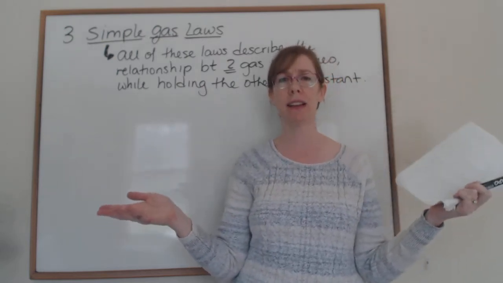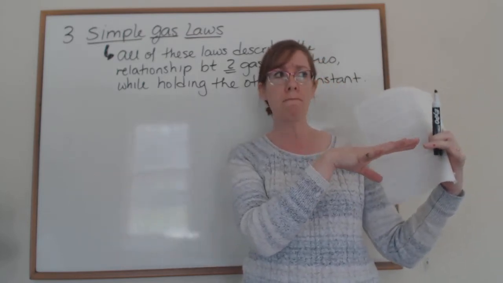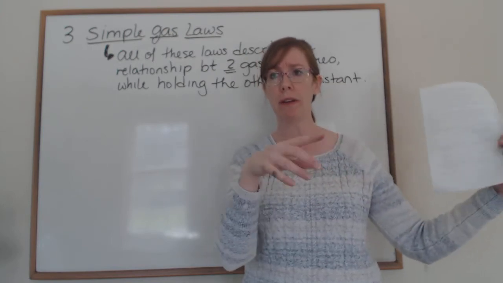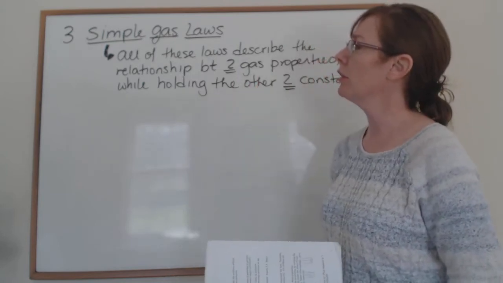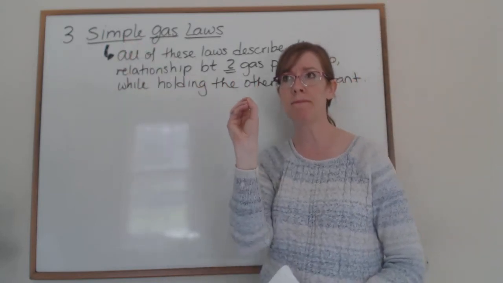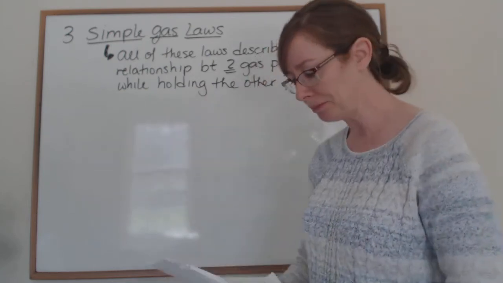And that's really how a lot of science is done. You need to control certain properties of a system to look at how one thing affects the other thing. So that's exactly what these are going to examine, and that's why they're called simple. It's kind of like reduced in a way, focused on just 2 properties at a time.